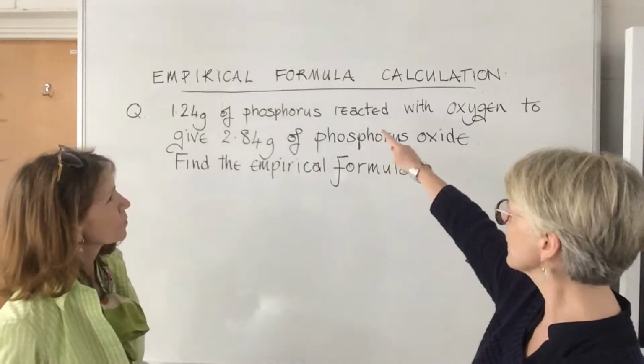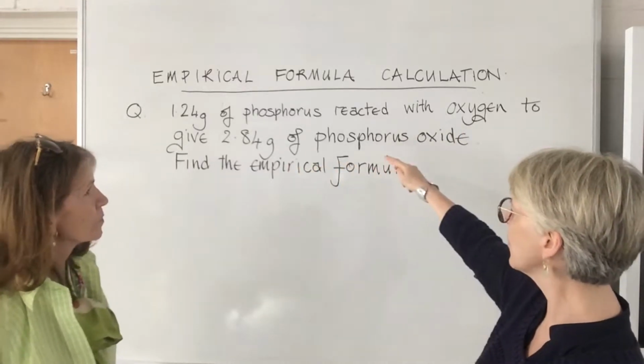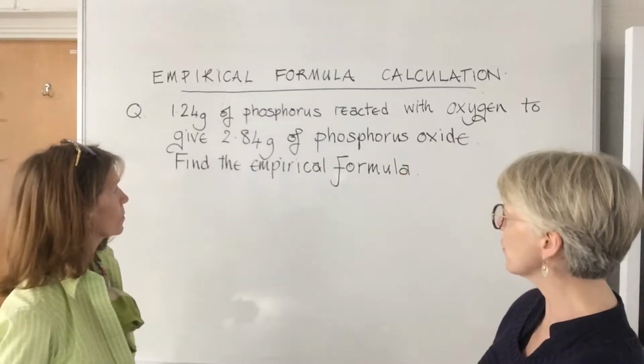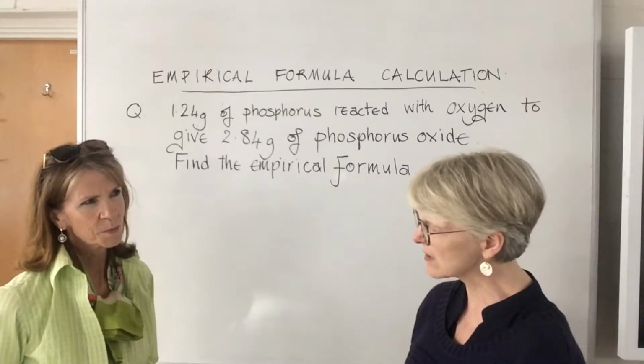1.24 grams of phosphorus reacted with oxygen, giving 2.84 grams of phosphorus oxide. Find the empirical formula. So how do we start with this, Miss McLaren?